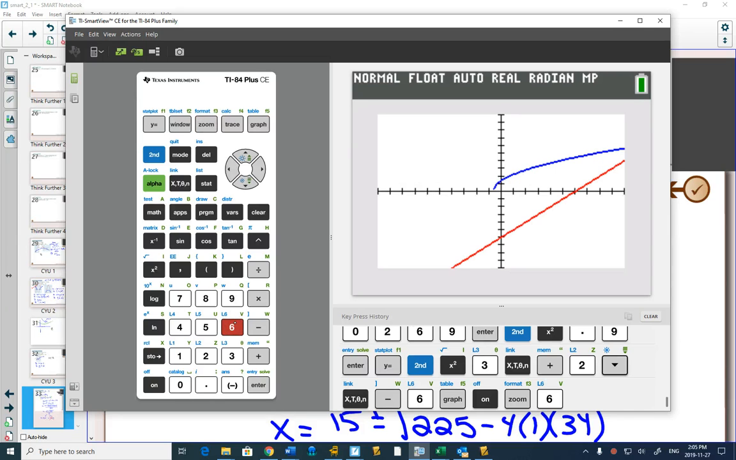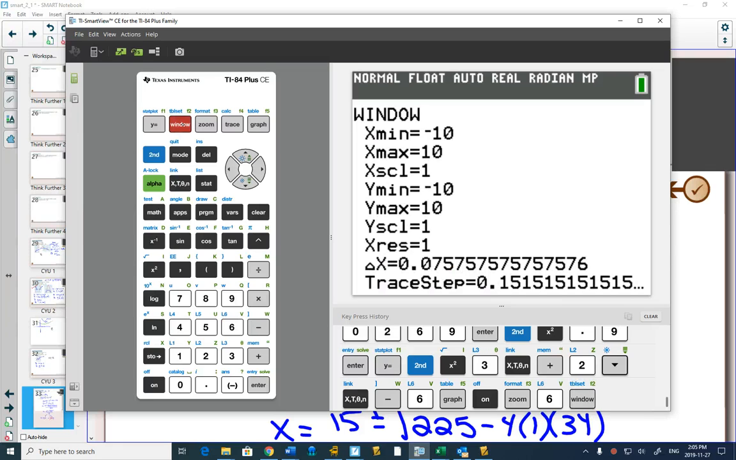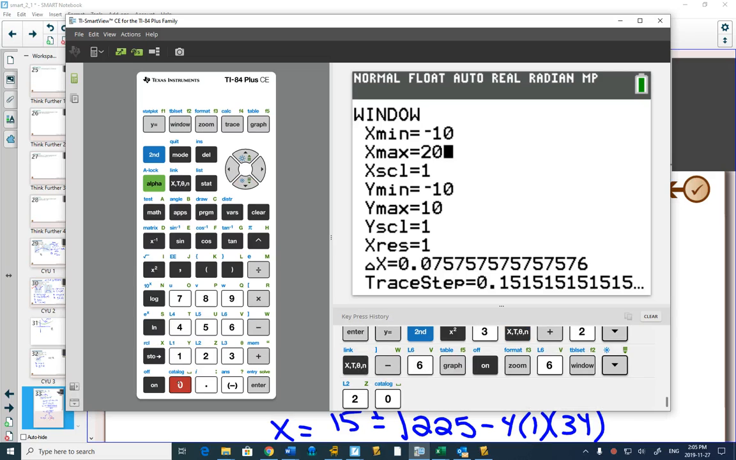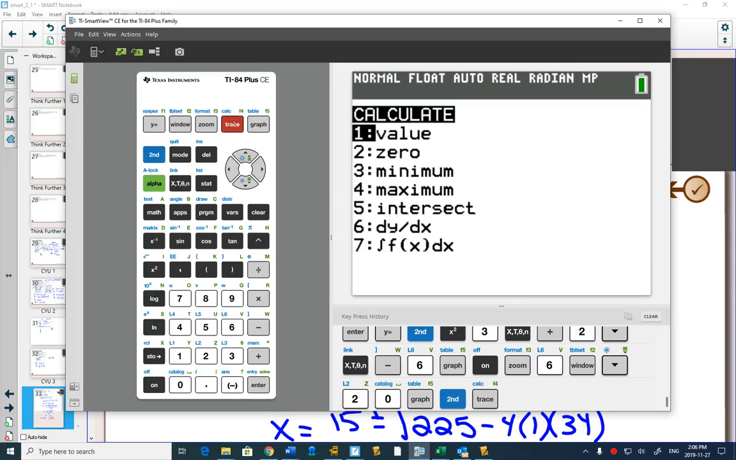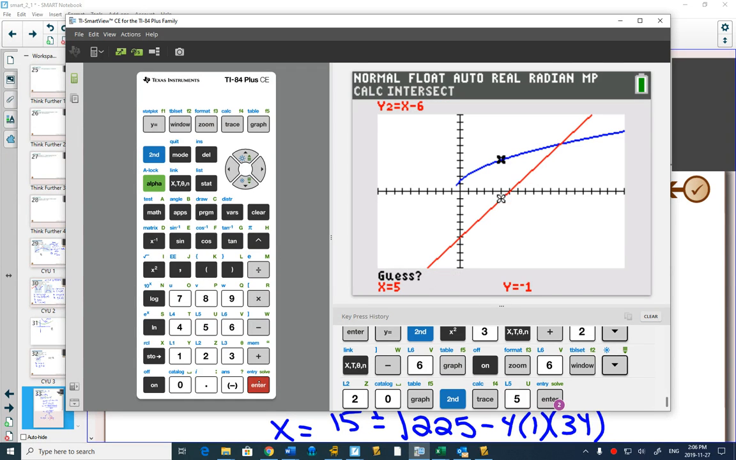If you had a standard window show up, my blue graph and my red graph don't quite intersect on the screen. So I go to my window and say, let's go up to 20. See if then they graph. Yes, the graphs intersect. So I can go second, calculate, number 5. Where do they intersect? Enter, enter, enter. 12.2. The same answer that we got algebraically.